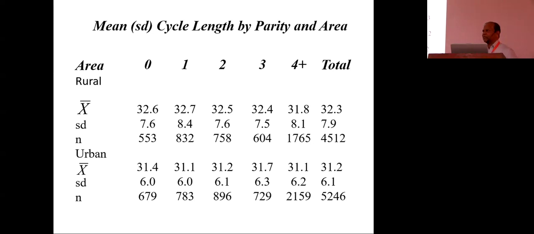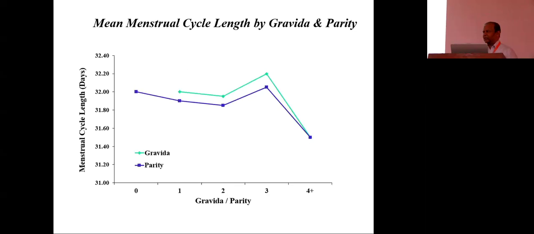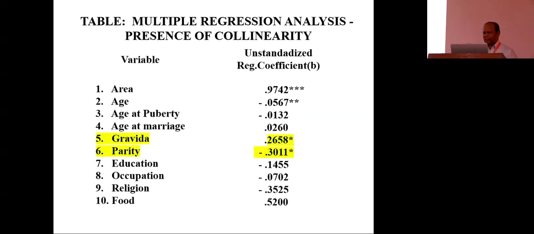So there is a good correlation between parity and gravida. Do you agree with me? Do you see a good correlation between the two? They are all mimicking the same thing, whether you use rural, gravida or parity. Okay, highly correlated data. I did the regression analysis.